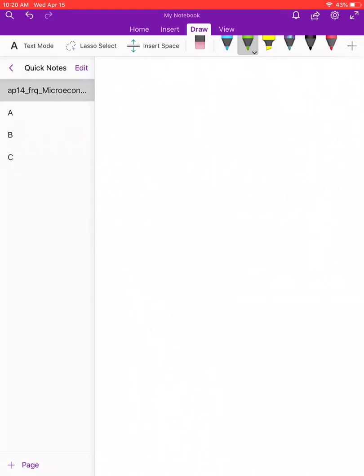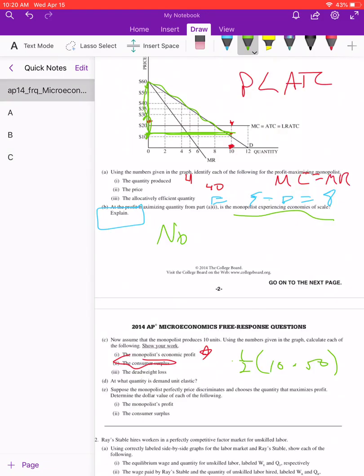Alright, let's finish this problem. Then it says, what is the deadweight loss? Well, deadweight loss, this is a weird question. Deadweight loss is a market failure. And so we're supposed to be producing at equilibrium, right? So we're supposed to be producing here. And that means that deadweight loss is going to be this weird area out here.